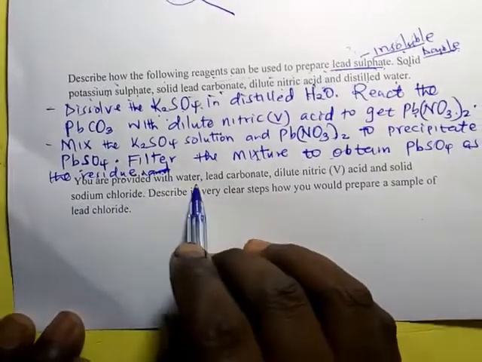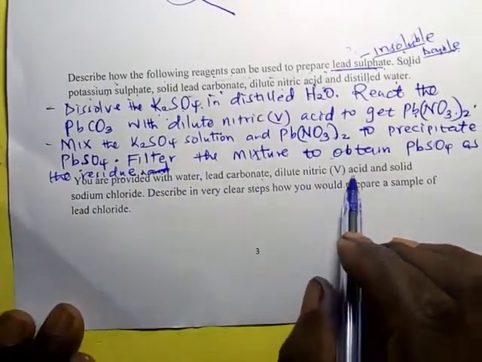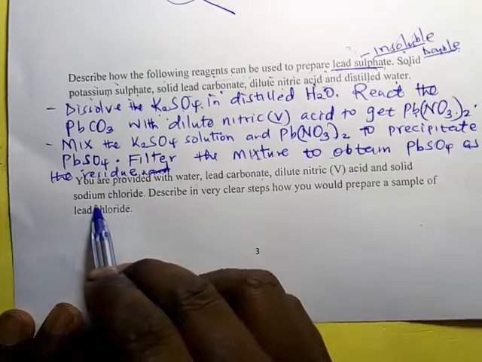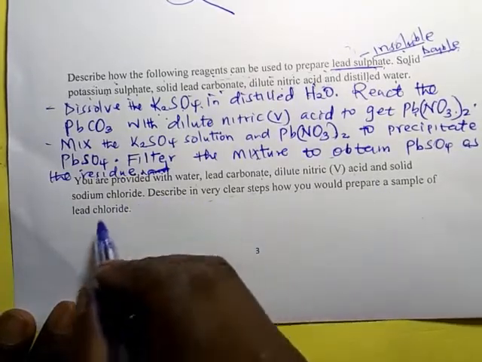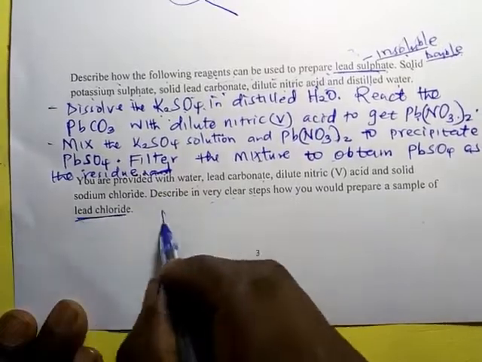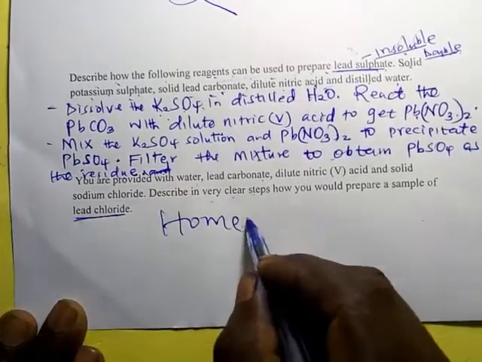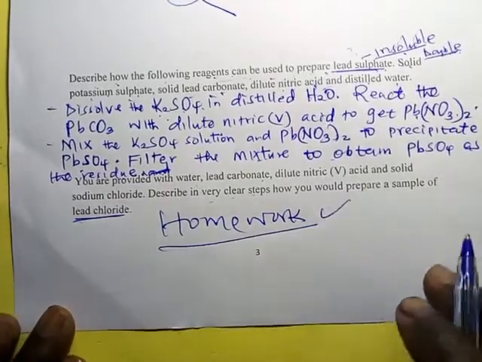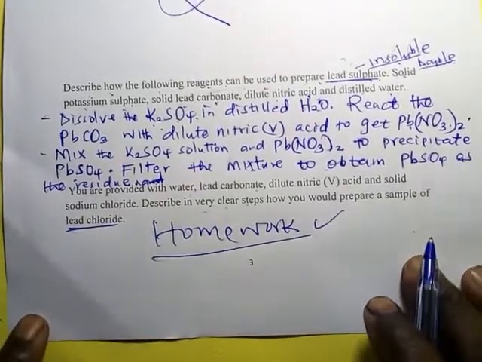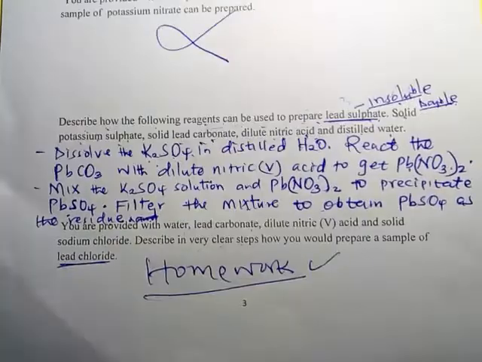You are provided with water, lead carbonate, dilute nitric acid, solid sodium chloride. Describe a very clear step by step on how to prepare lead chloride. Homework. Do it and I will mark for you. No problem. Thank you for your time.